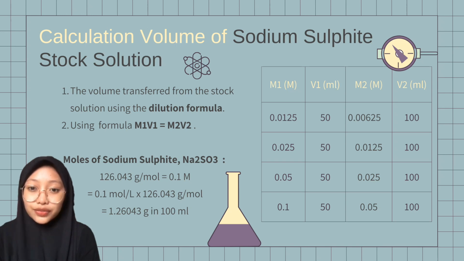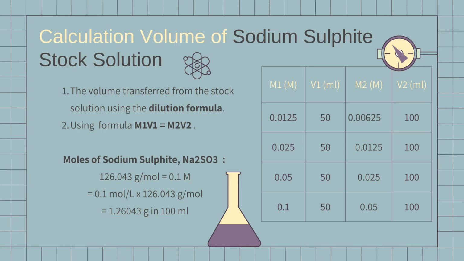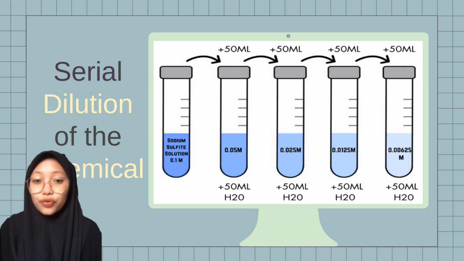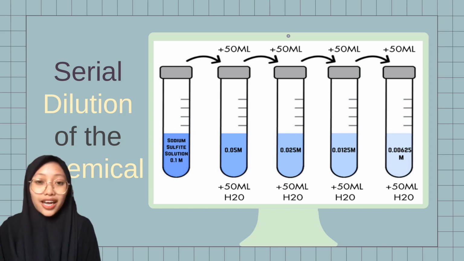The volume transferred from the stock solution will be calculated by using the dilution formula, which is M1V1 equal to M2V2. We already found the volume that needs to be transferred, which is 50 ml, and this calculation is already shown in this table. In addition, we also provide a graphic about serial dilution of chemical to enhance our understanding.